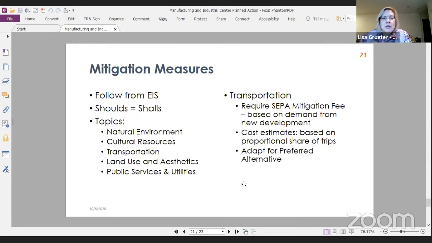So the mitigation measures in the planned action ordinance are identified in the appendix to the EIS. If you compare what's in the body of the EIS to that draft ordinance, some of the shoulds become shalls, and all the topics are covered from the EIS. For transportation, as I mentioned earlier, there would be a SEPA mitigation fee based on the demand for new improvements. There are cost estimates for those improvements, and the cost estimates would be divided by the proportional share of trips.